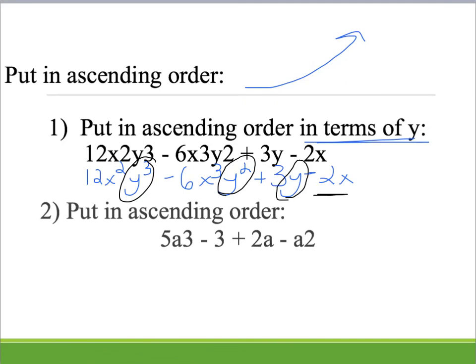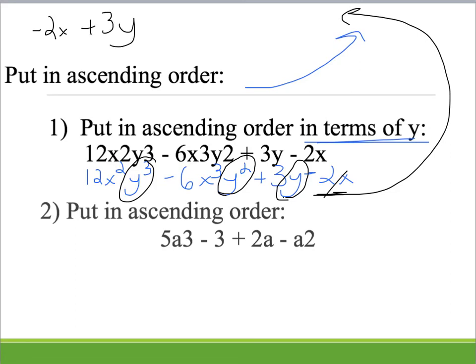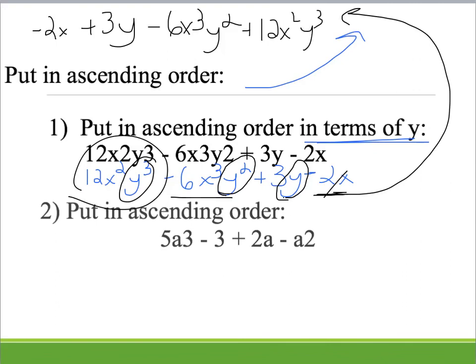This term right here doesn't have any y values, so it's actually going to be first. I'm going to rewrite these up here. So the first one is negative 2x. Then this one with the y to the 1, plus 3y. Then with the y squared, negative 6x to the third y squared. And finally, the largest, plus 12x squared y to the third. I can double check to make sure that the powers of y are going up. Here I have 0, 1, 2, and 3.